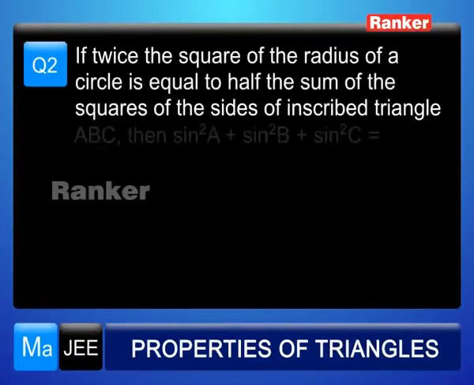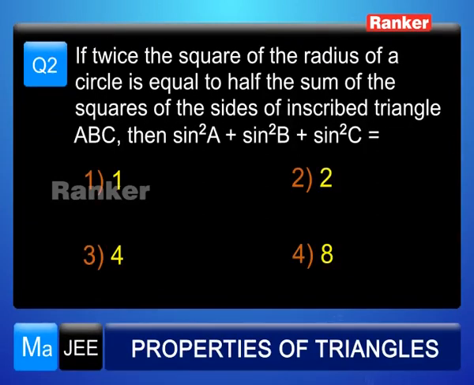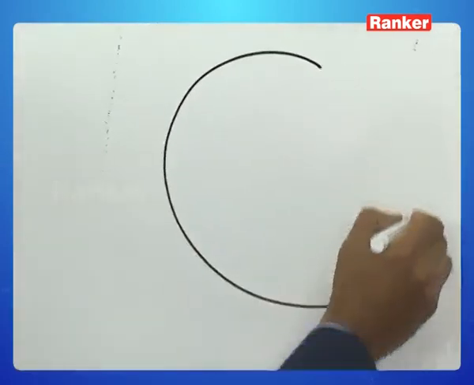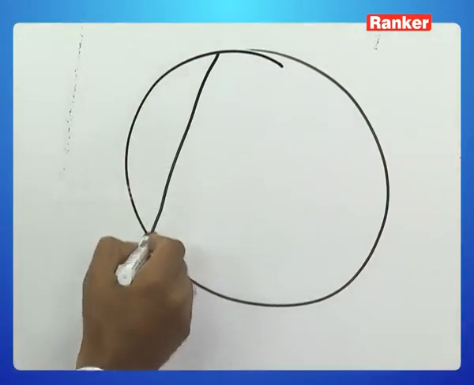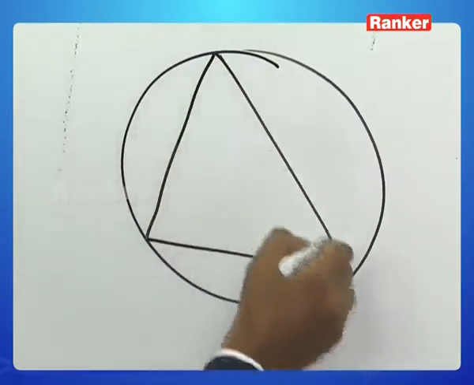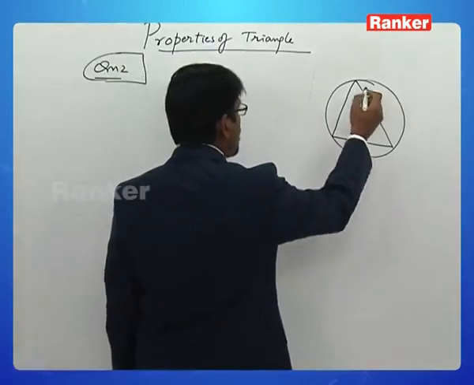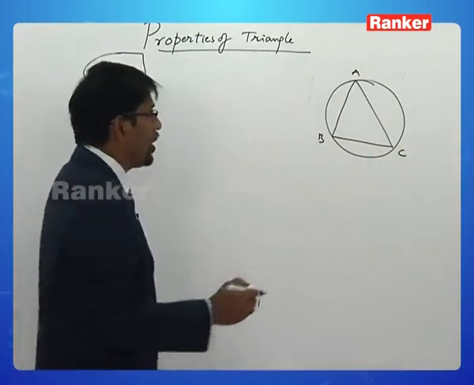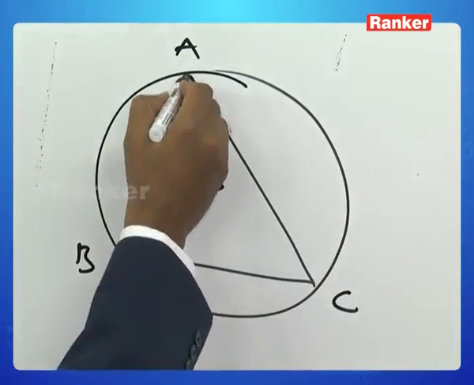Question number 2. If twice the square of the radius of a circle is equal to half the sum of the squares of the sides of the inscribed triangle ABC, then sin square A plus sin square B plus sin square C is equal to first option 1, second option 2, third option 4, fourth option 8. We have a circle and let's say ABC is an inscribed triangle in it. Let us say the circumradius is capital R.